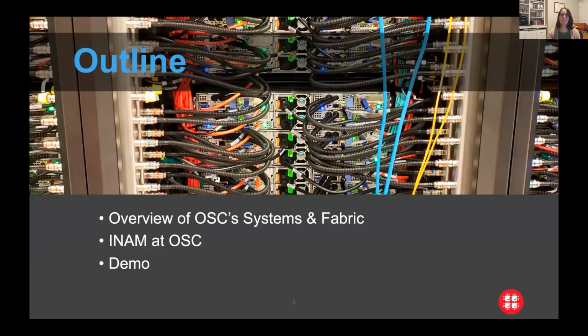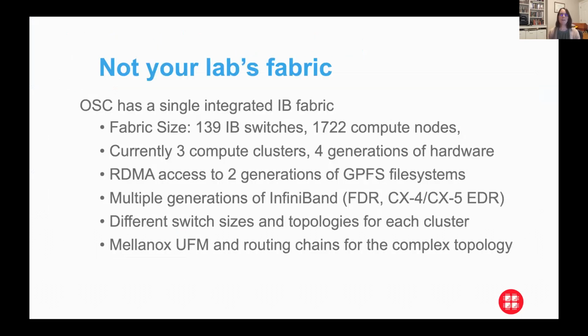Sorry about that. The fabric itself: we have one fabric, because our parallel file systems are available on all of our clusters, so they're shared, and so they're all connected to one fabric. That complicates things, the biggest complication being multiple generations of fabric. Each cluster has a topology when it's deployed, and then these all get integrated and connected to a single fabric.